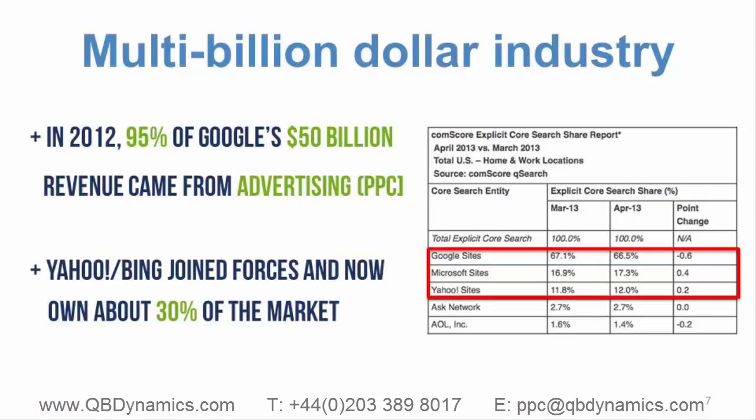And you can see here that in terms of search share, in March 2013, Google has 67.1% of the market. If you combine Microsoft and Yahoo, they're close to 30%, although not quite there. It's a very, very big industry, and a very lucrative industry. It's very powerful for those search engines, and also for the businesses and advertisers that know how to take advantage of PPC advertising.